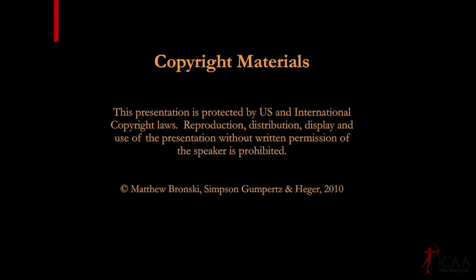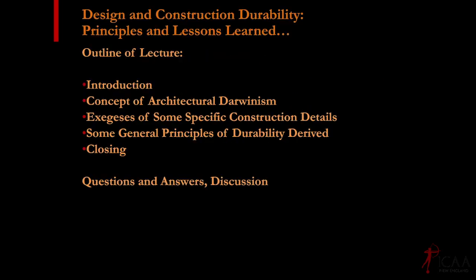And here's an outline. I'm going to give a little bit of an introduction. I'm going to describe the concept of architectural Darwinism, give a few exegeses or detailed breakdowns and explanations of a couple key construction details, and then extrapolate that into some broader general principles of durability that I think we should all carry forward in our design, and actually have a little handout on those that you can get on your way out. And then a closing, and then I'd love to take your questions and answers and discussion.